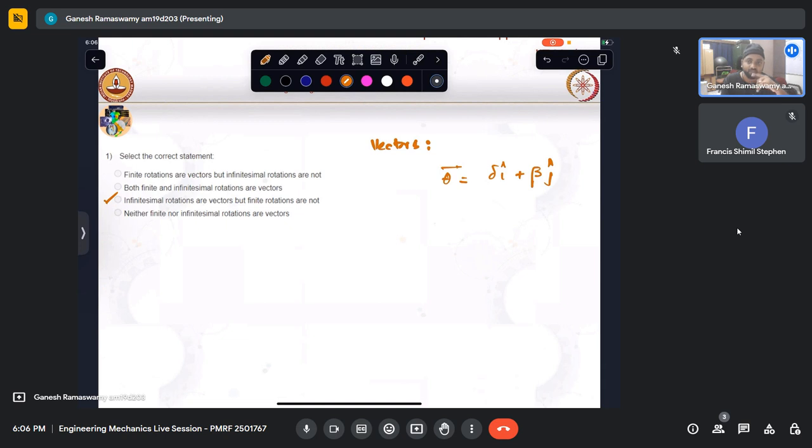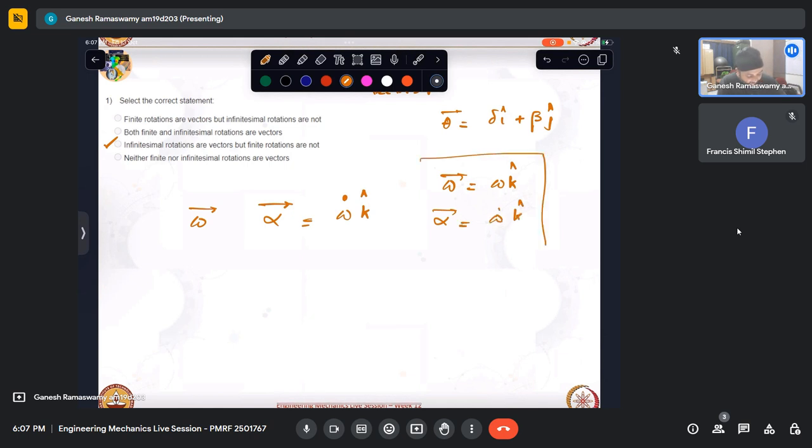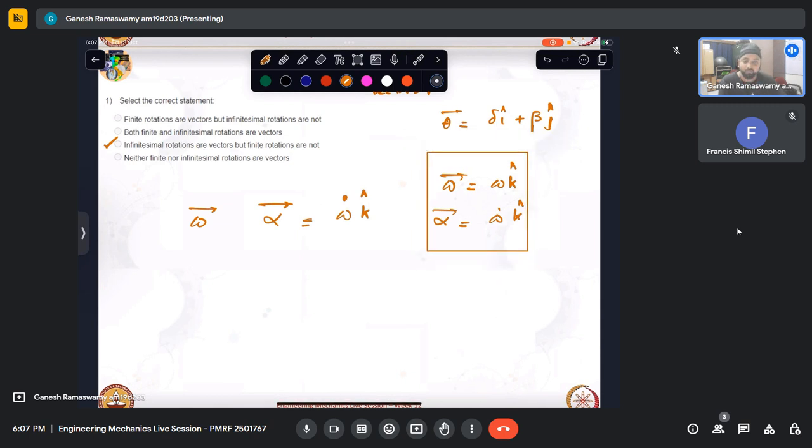But so far we have discussed examples where our omega and alpha, basically alpha, was only a result of the change in magnitude. Say I am taking that omega is omega k cap, then alpha represented omega dot k cap. What does this imply? This implies that so far we have been looking at examples where the angular acceleration is brought about by the magnitudinal change of the angular velocity.